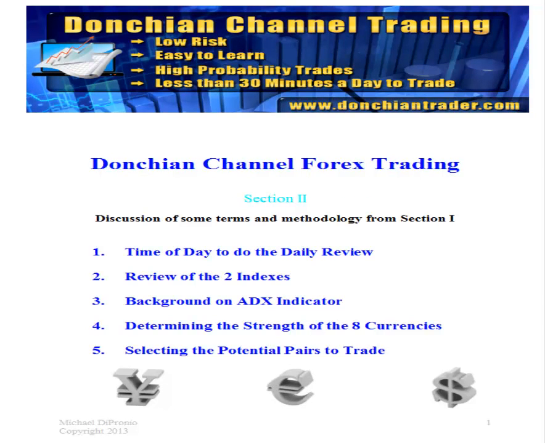In Section 2, we'll go into a little bit more detail behind our analysis. We'll be talking about 1. The time of day to do the daily review. 2. Review of the two indexes. 3. Background on the ADX indicator. 4. Determining the strength of the 8 currencies. And 5. Selecting the potential pairs to trade.